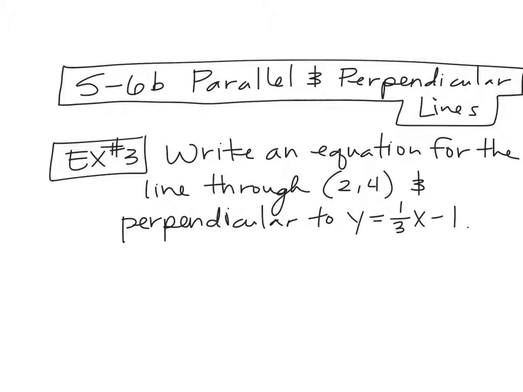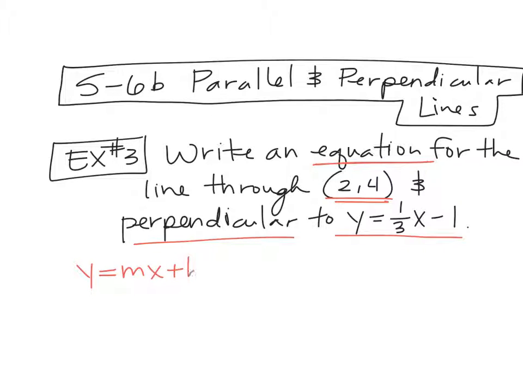Okay, so here's what you're doing. Note what the focus is here. They're saying write an equation, so your answer is an equation, for the line that goes through this point and is perpendicular to that line, okay? So we're going to write this in slope-intercept form again. Y equals mx plus b is what we want.